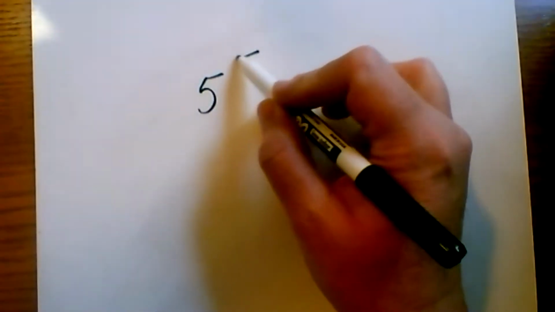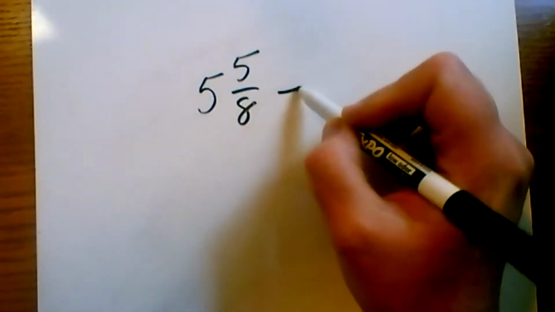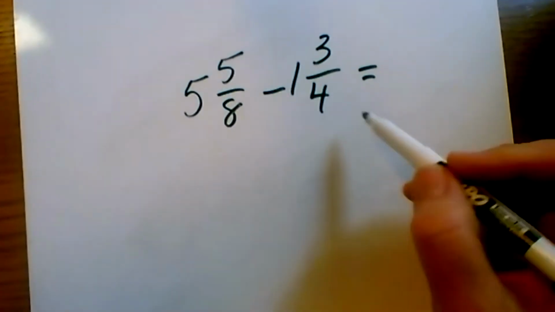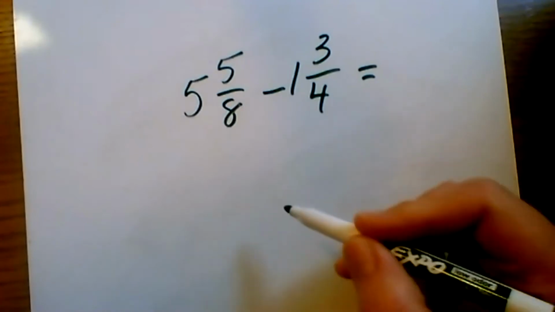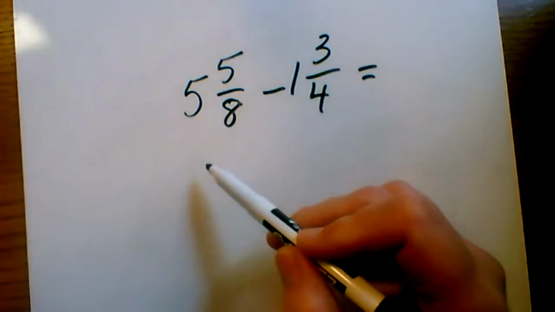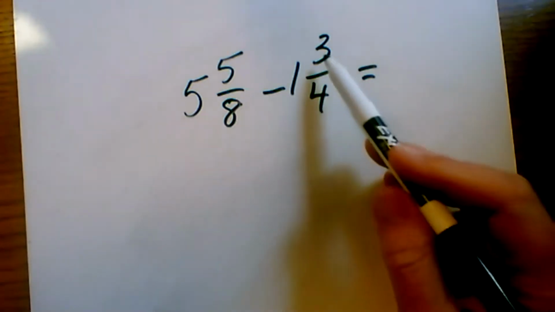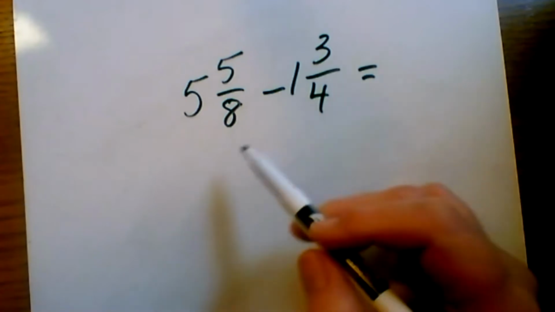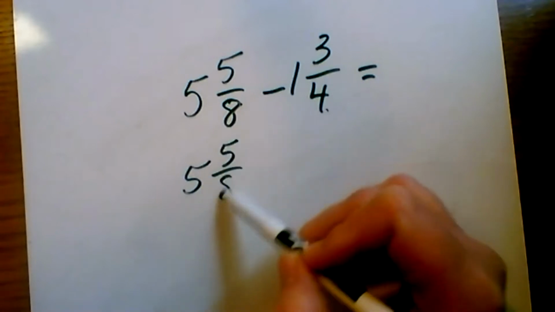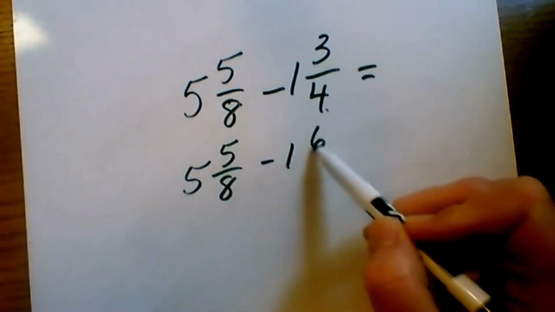Okay, let's go ahead and look at subtracting mixed numbers. So the next example says 5 5/8 minus 1 3/4. Remember to have your child try to solve this first and ask you if they have any questions, okay? So how could we solve this? Well, one way would be to convert 3/4 into 6/8, because then they have a common denominator. So it would be 5 5/8 minus 1 6/8.